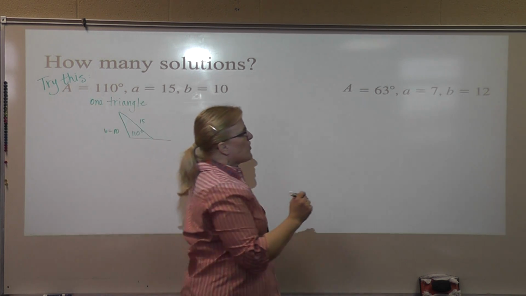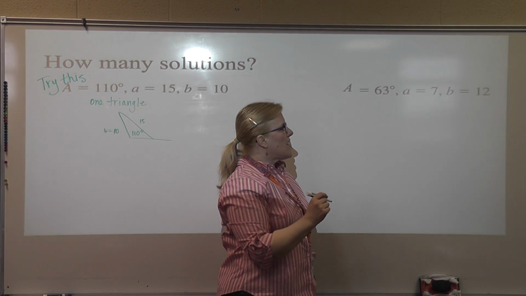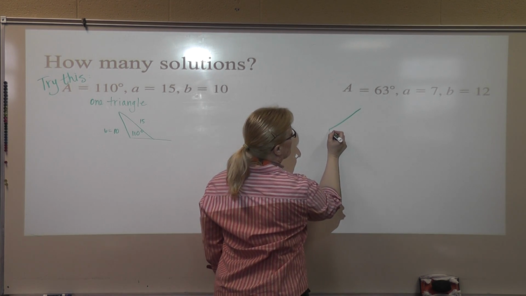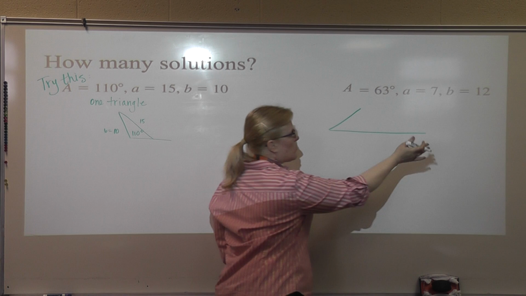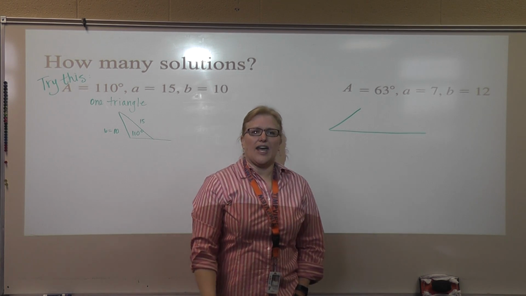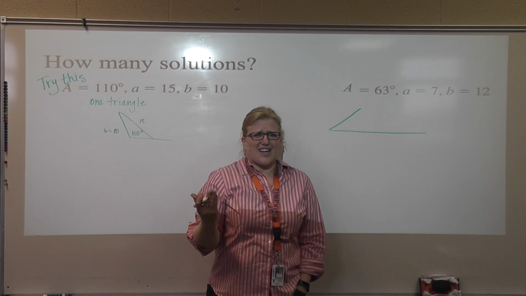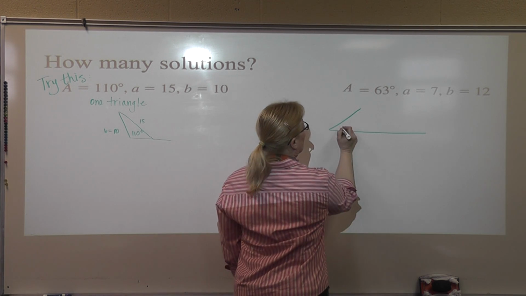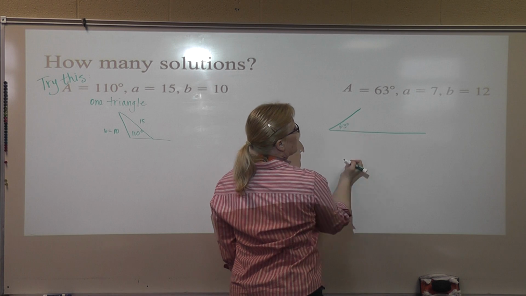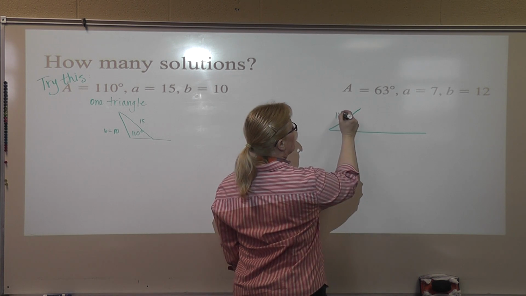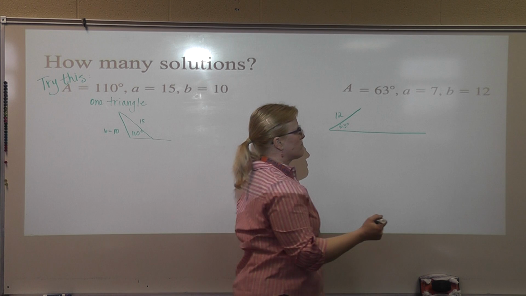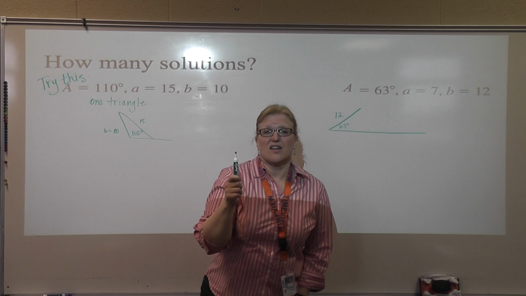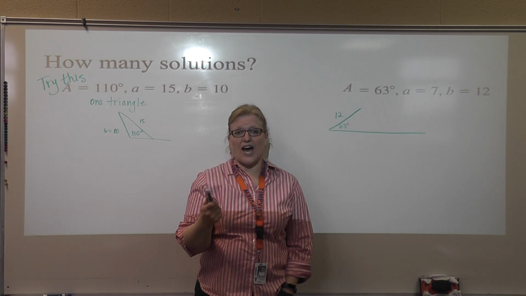Okay, we come over here, and now we have an acute angle. So I'm going to make that angle 63 degrees. And who knows how long that's going to be. This is not to scale, so just keep that in mind too. All right, so 63 degrees, and B is 12, and A is 7. Okay, so it's smaller than B, but we've got to know what the height is.